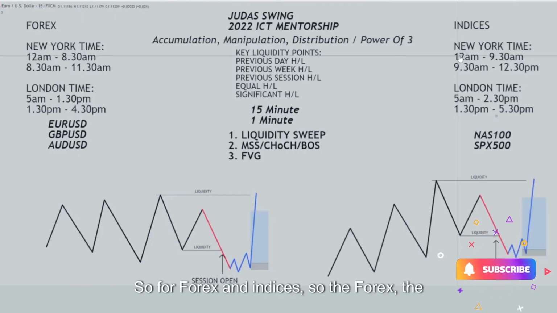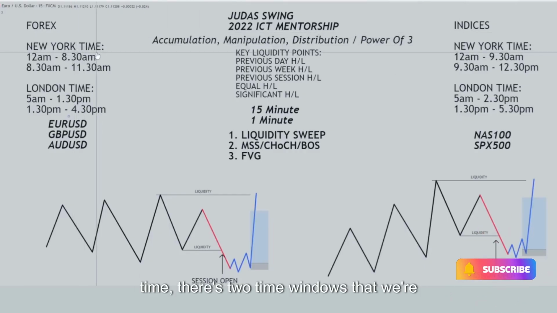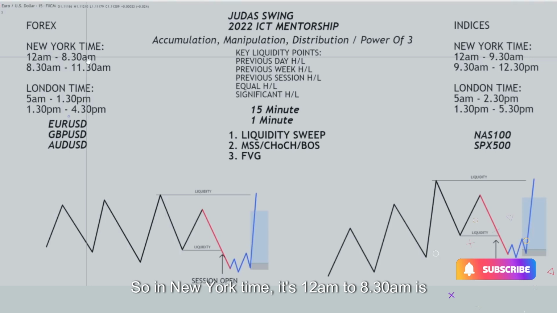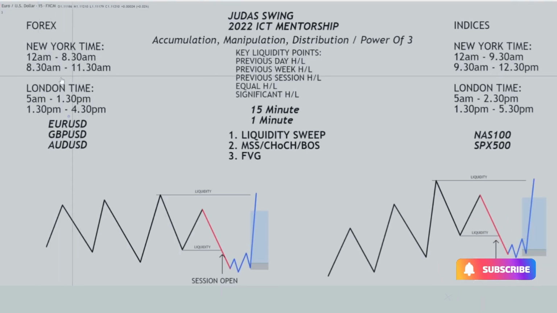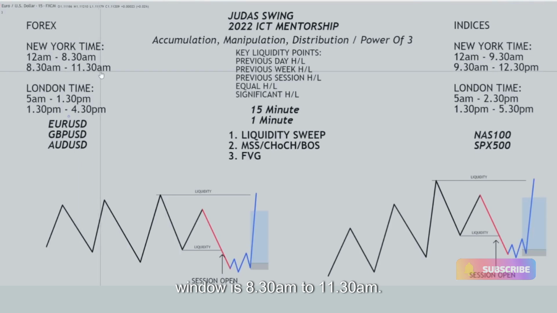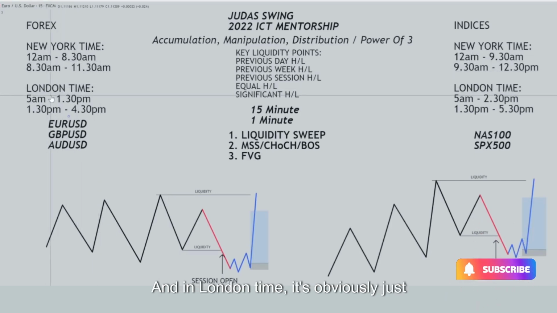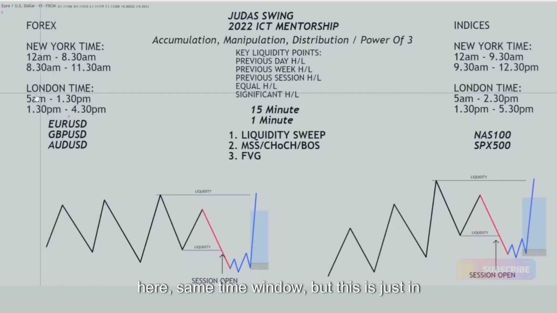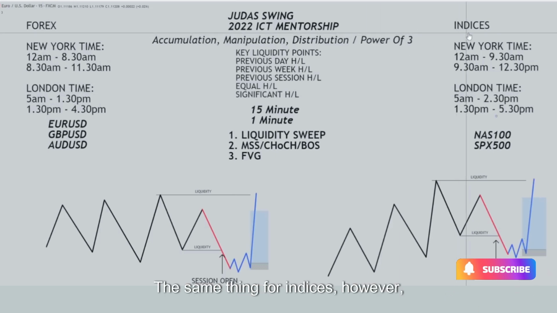So for Forex and Indices, for Forex, there are 2 time windows that we're going to be using. In New York time, it's 12 AM to 8:30 AM for the first time window, and the second time window is 8:30 AM to 11:30 AM. And in London time, it's the same time windows, just in London time. The same thing for Indices.